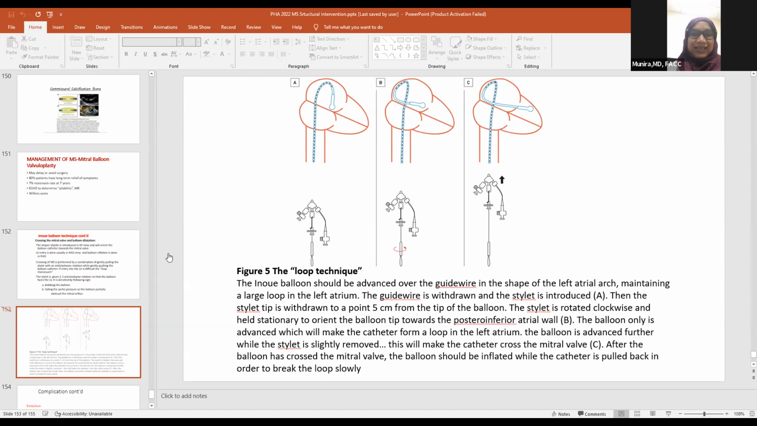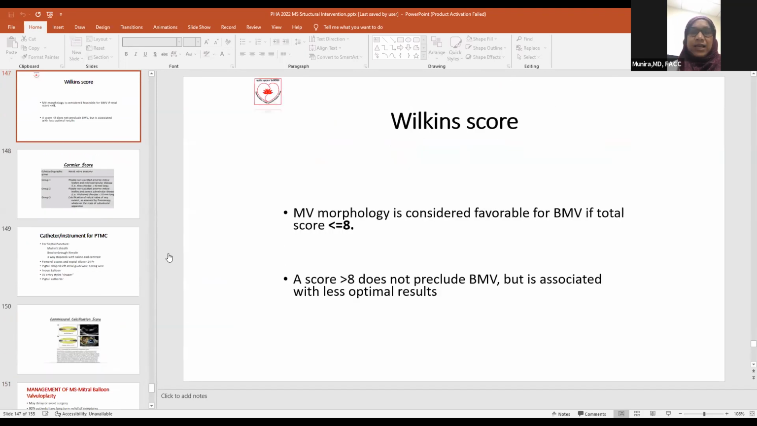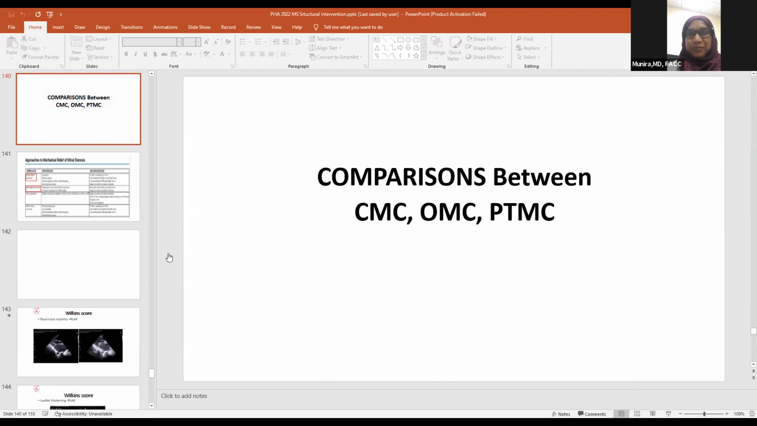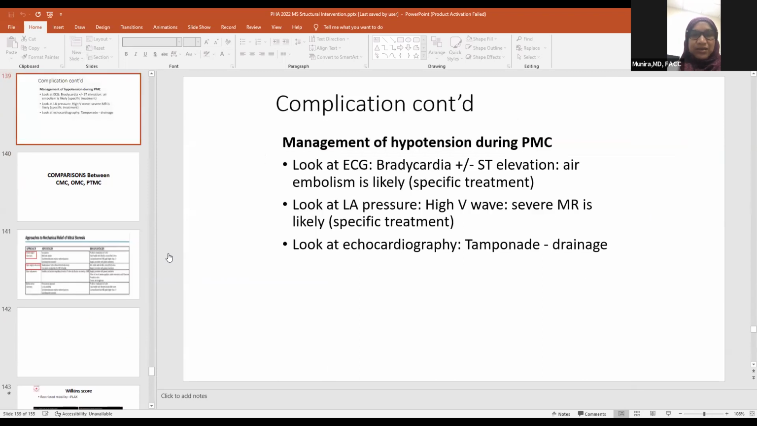Okay, thank you for the excellent presentation. My comment is that we use the Wilkins score a lot to decide about the valvuloplasty and whether the patient should go for surgery. So the Wilkins score is a very big factor. Maybe I missed the part where it was discussed in this lecture.